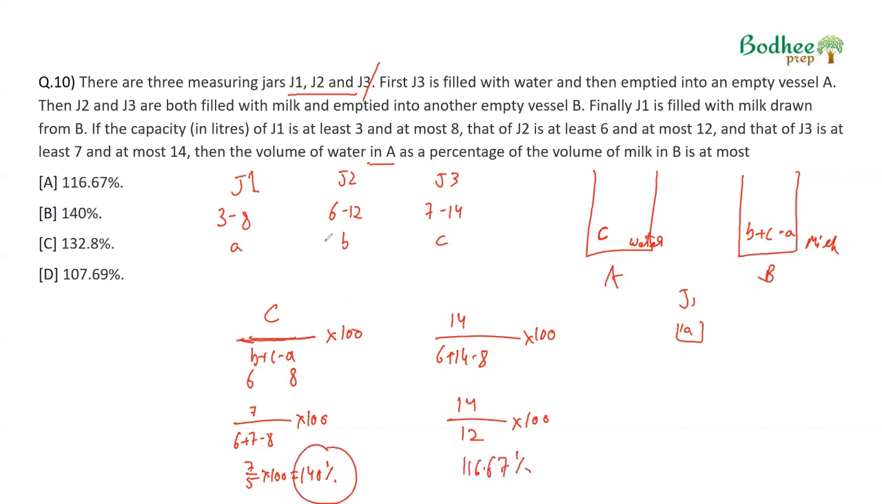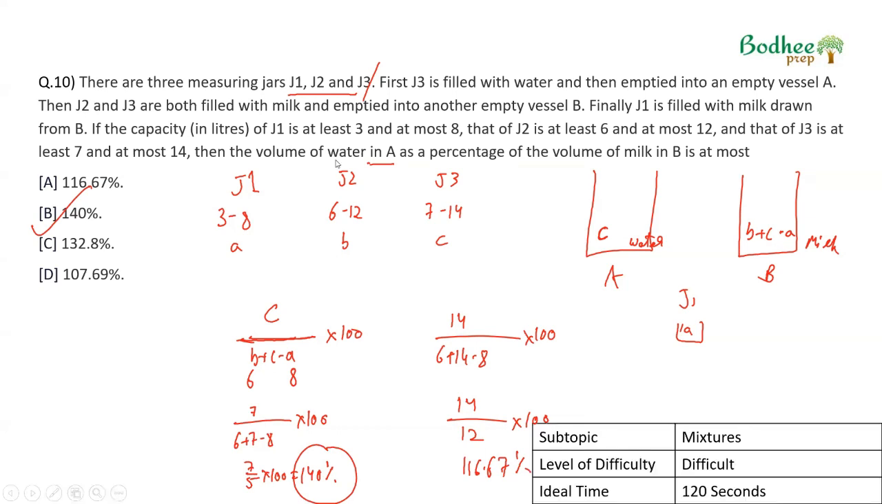And therefore, clearly 140% will be the maximum value at one extreme end when J3 has the minimum value, so that the denominator is minimum. As we can see, a difficult question because it involves maximizing, minimizing. The calculation may not take time, but getting the right value is a challenge, and therefore a question that can be avoided in the exam.